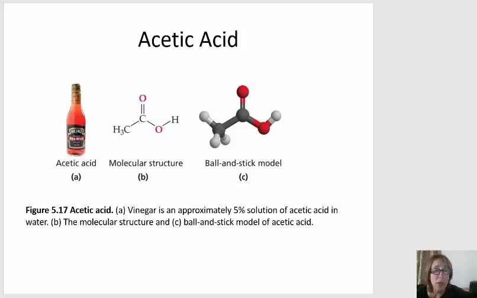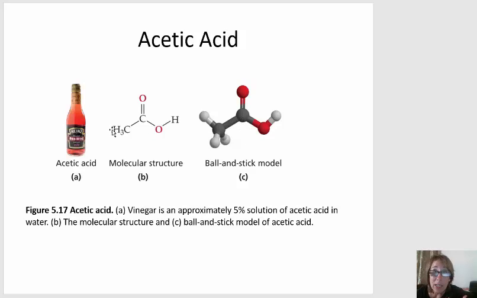Some common carboxylic acids that occur in our world are acetic acid, which is the acid that is found in vinegar. It has a very characteristic odor, and like all acids, it has a sour taste. In fact, anytime you taste something that is sour, that sourness is the result of an acid being present in that food.